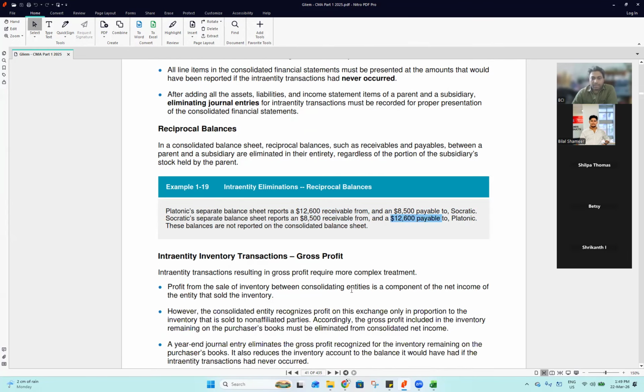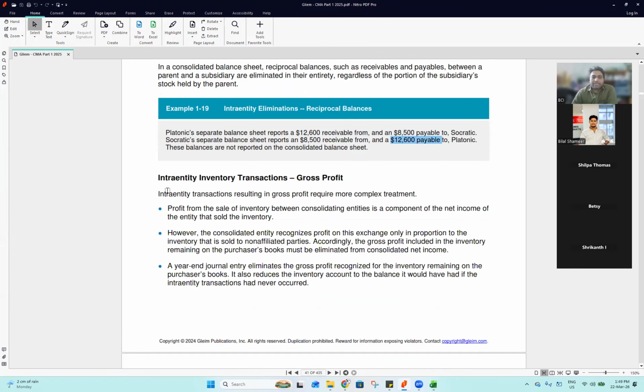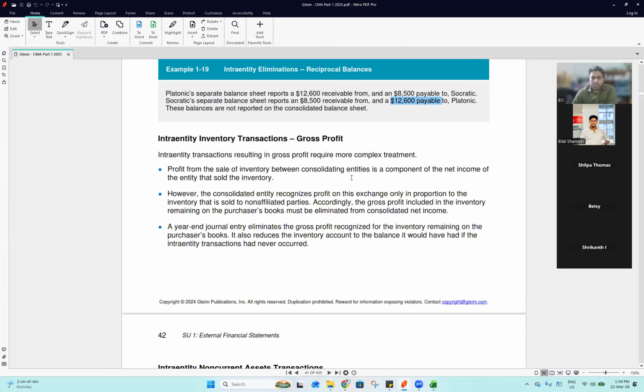Okay. Now we come to intra-entity inventory transactions, gross profit. Intra-entity transactions that result in gross profit require more complex treatment.